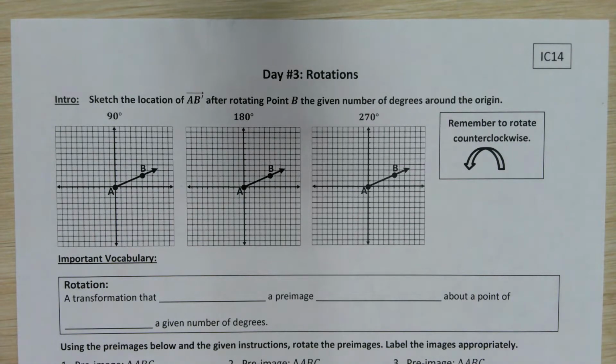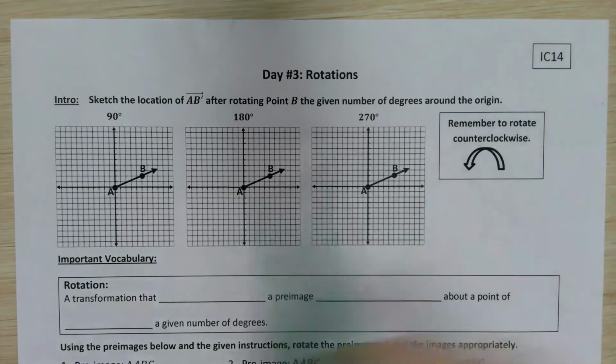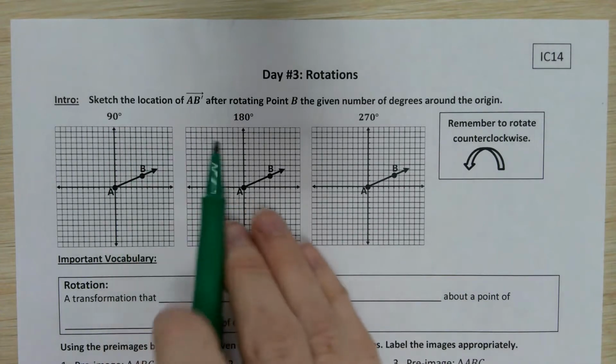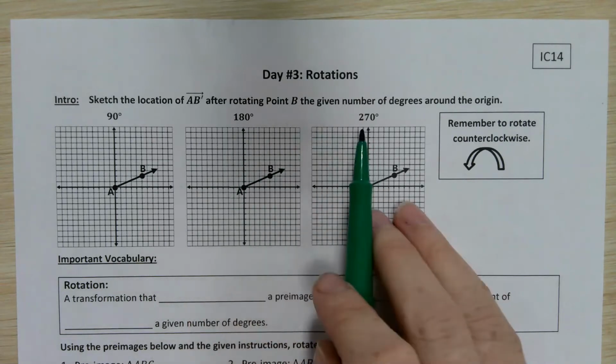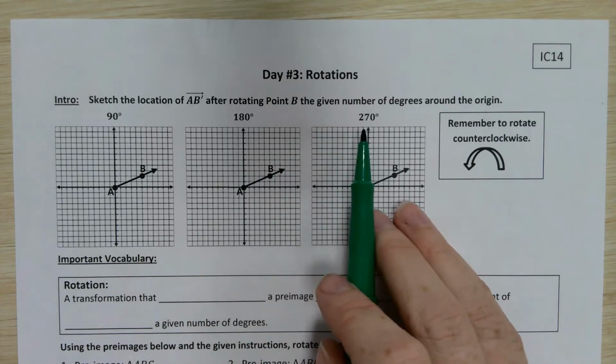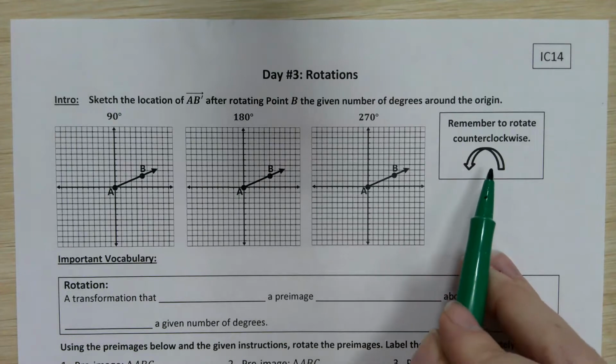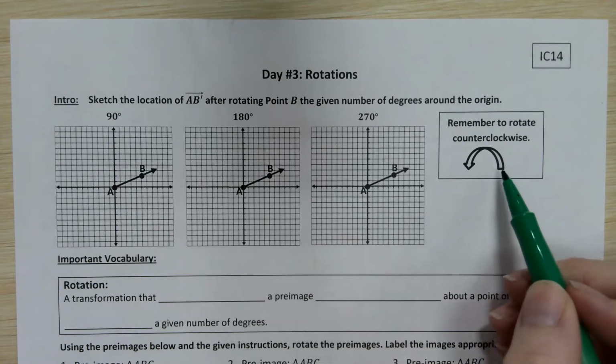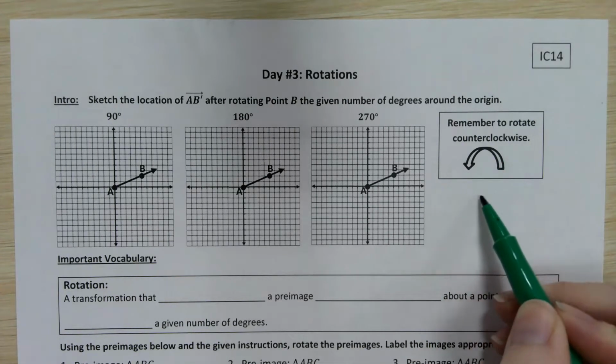Today we'll be working on the idea of rotations, which is your in-class 14 notes, if you'd like to find those. There are three main rotations that we will work on when we're dealing with this particular transformation. And those rotations are 90 degrees, 180 degrees, and 270 degrees. And we are always going to remember that we're rotating counterclockwise, the opposite direction that the hands on the clock move.